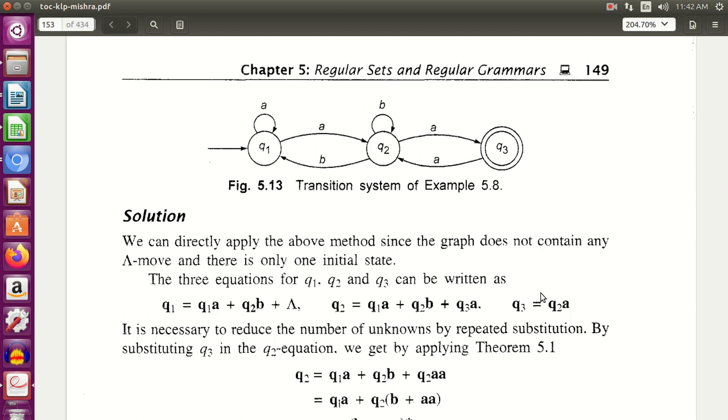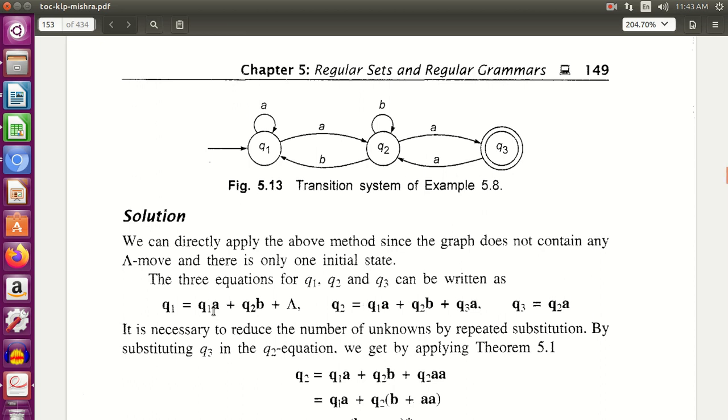Now once we are done with the final state, let's move on to the other states. So let's move on to Q2. For Q2, what are the incoming edges over here? I have this incoming edge and I have this incoming edge as well, and I have this one as well. I have three incoming edges, right? So I can write Q2 is equal to Q1A, because from Q1 on getting A I am coming to Q2. Then I can write Q2B, because I'm in Q2, I'm getting a B, I'm coming to Q2, so Q2B, and Q3A, because I was in Q3, I'm getting an A and going to Q2. Okay, so this is the expression for Q2.